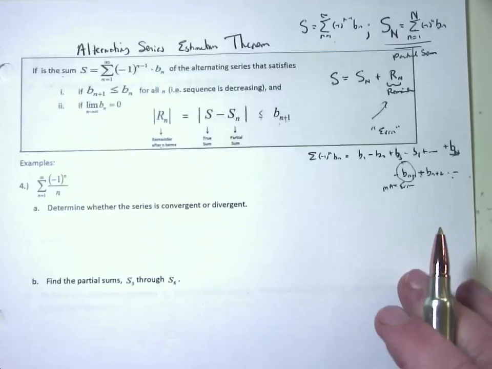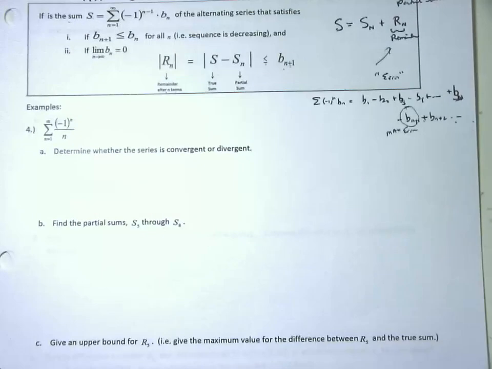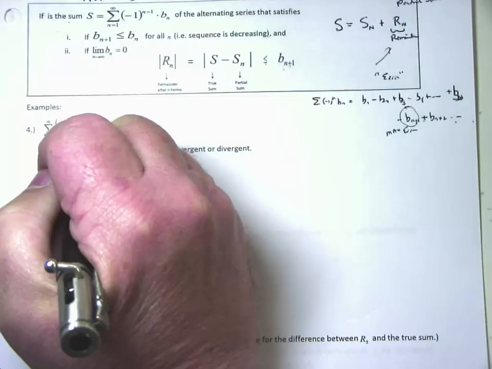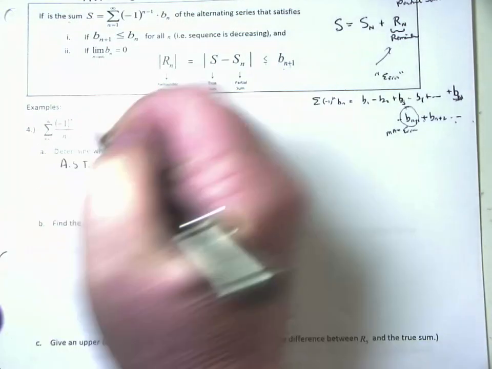So let's take a look at this guy here. Example. We've got the sum as n goes from 1 to infinity of (-1)^n divided by n. Determine whether the series is convergent or divergent. Well, number one, it's an alternating series. Therefore, I shall use the alternating series test.